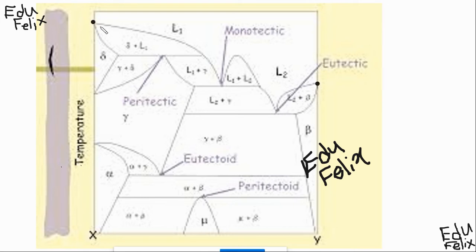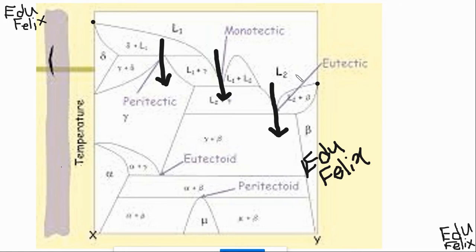This is the x point and this is the y point. In between x and y, this point is below x and y. That is why it is called eutectic. Eutectic means it starts from liquid and now you cool down. Then another one is peritectic here. It starts from liquid and cools down. Again, monotectic, starts from liquid, then cools.